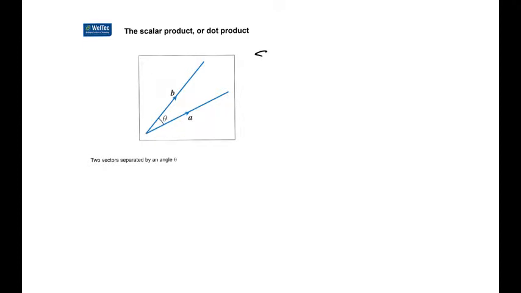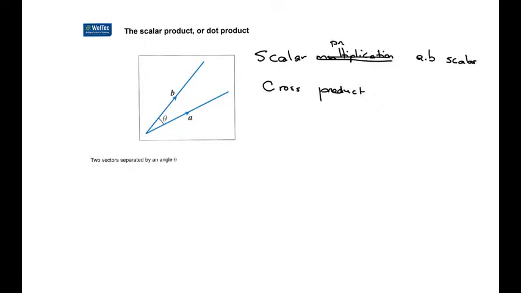We've got two types. We've got scalar multiplication, and it's written A dot B, or we talk about the inner product or the dot product, and the answer is a scalar. And later on in this video we will talk about the cross multiplication or the cross product, and we write that as A cross B, and the answer to that is a vector.